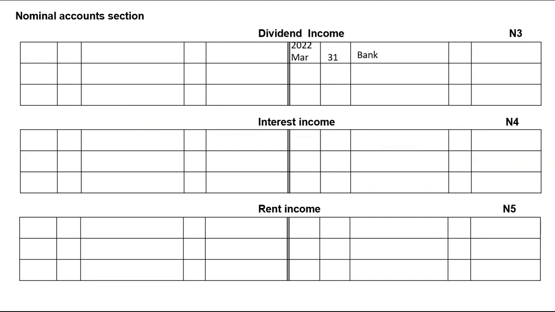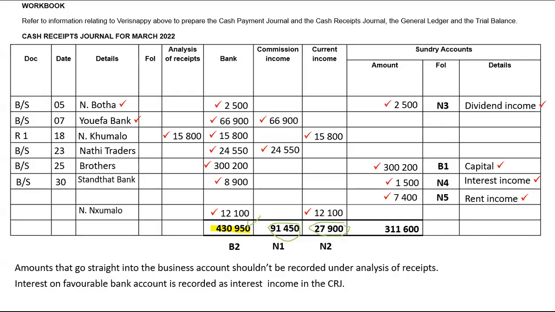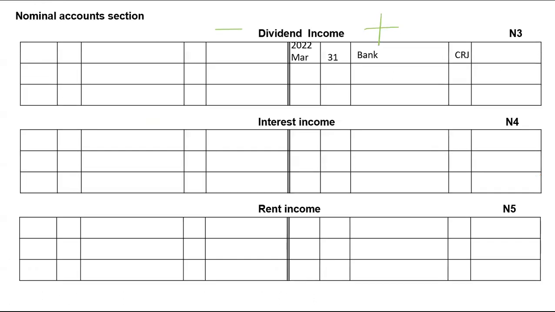So for dividend income, it'll still be minus plus because this is income. It'll come from the CRJ. Let's check how much we received from the CRJ as dividend income. It is 2,500. It falls under the nominal account section, so we can't look for the total. We just have to look for the amount, which is 2,500. So on the credit side of your dividend income, we will have that 2,500. Total it up because it's income. You don't need to calculate balance carried down or balance brought down.